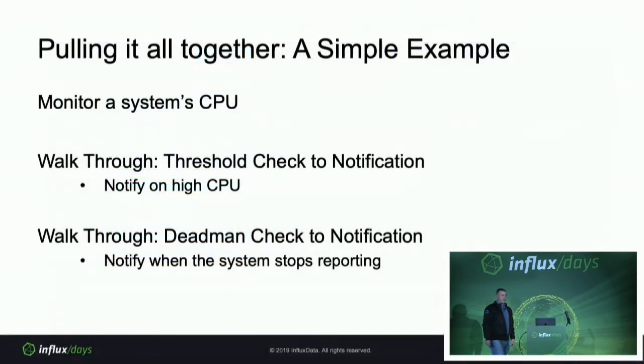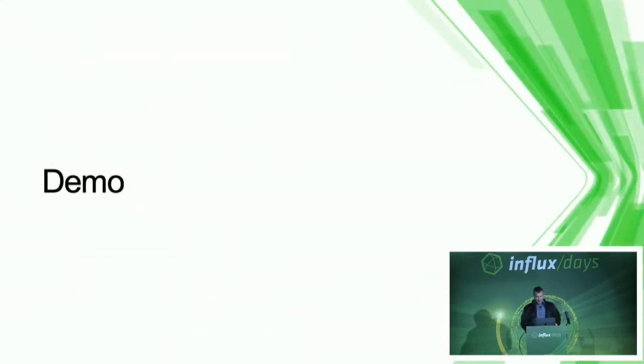And what I'm going to do next is pull it all together into a simple example. It's not the most exciting, but it gets the point across. We're going to monitor some CPU data. We're going to put a threshold check on it and trigger it to be stressed, and then it'll send me that notification. And then I'm going to walk you through a dead man check and also trigger that notification. So let's go ahead and go into the demo.